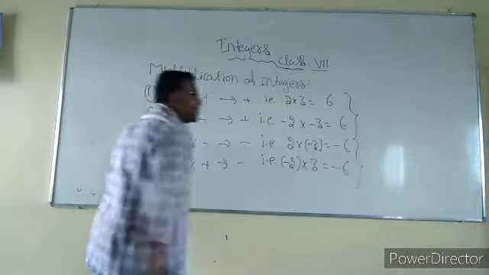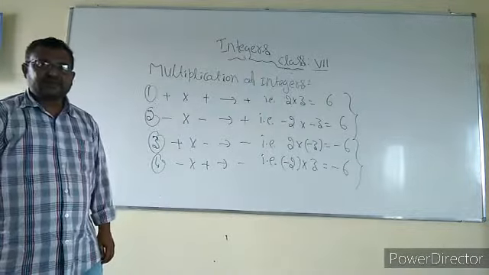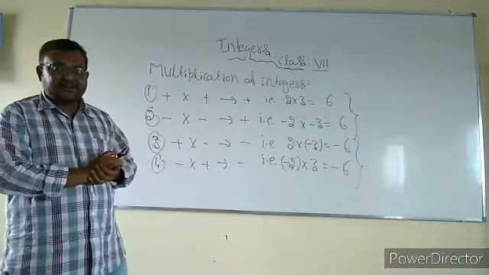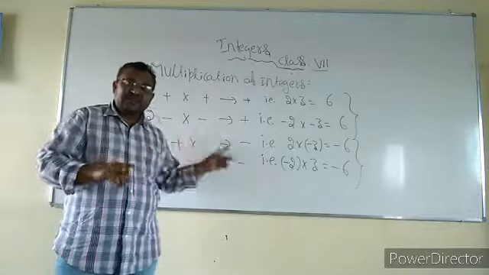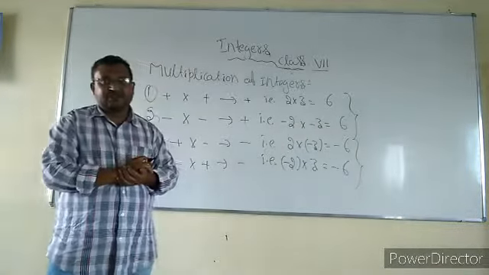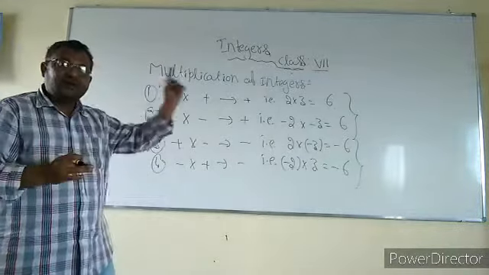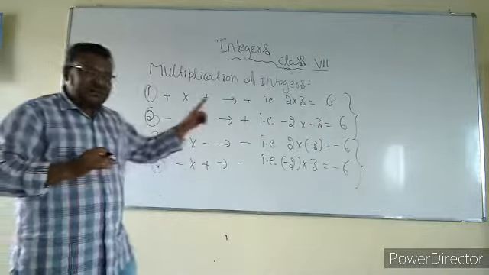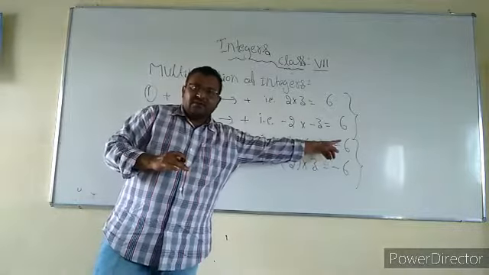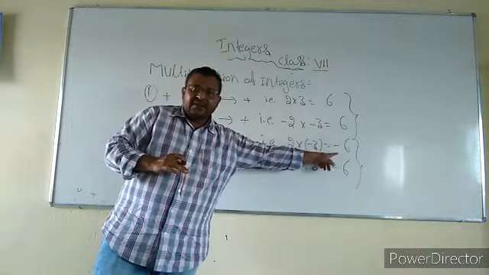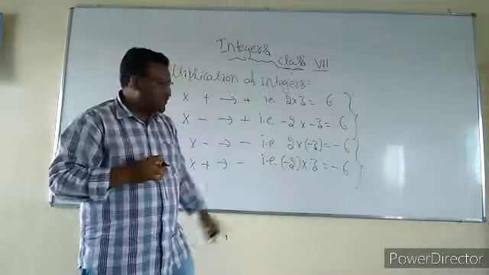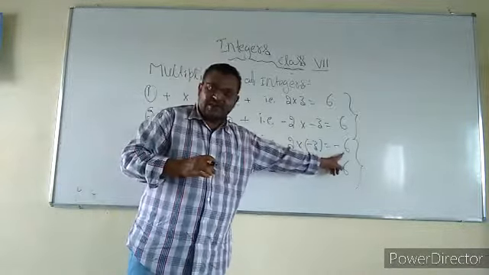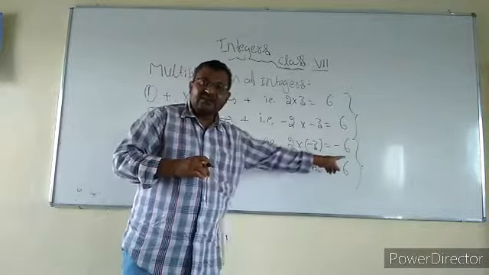So here one more point we have to remember: in the multiplication, the product of two integers, if one is positive and one is negative, then the product will be negative. Both the same means positive. Different, one is positive, one is negative, means the output or product will be minus. That means negative. Look, one is positive, another one is negative. So plus into minus gives minus, or minus into plus also gives minus.